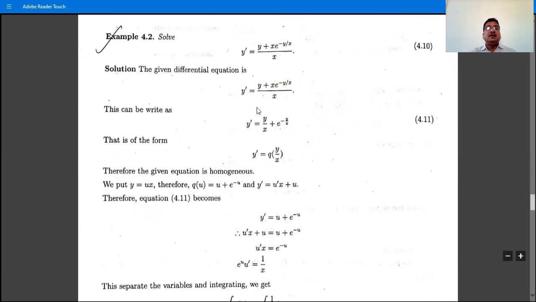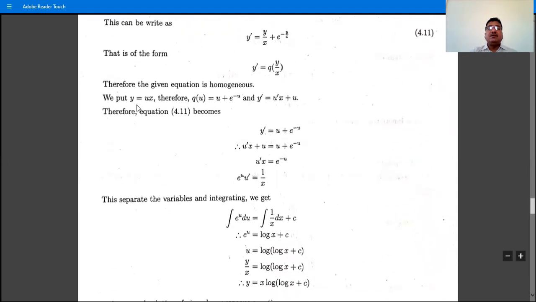The next problem is again on the homogeneous differential equation. y dash is equal to (y plus x e raised to minus y by x) divided by x. y dash means dy by dx. If you observe, the numerator y plus x e raised to minus y by x is a homogeneous function of degree 1, and the denominator x is also a homogeneous function of degree 1. Therefore this is a homogeneous differential equation, and so we have to solve it by using the substitution y is equal to vx.